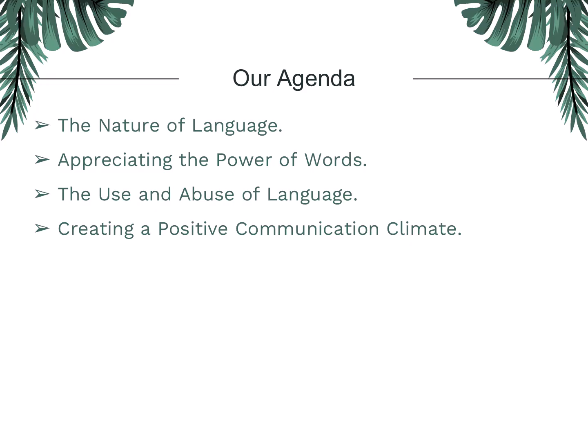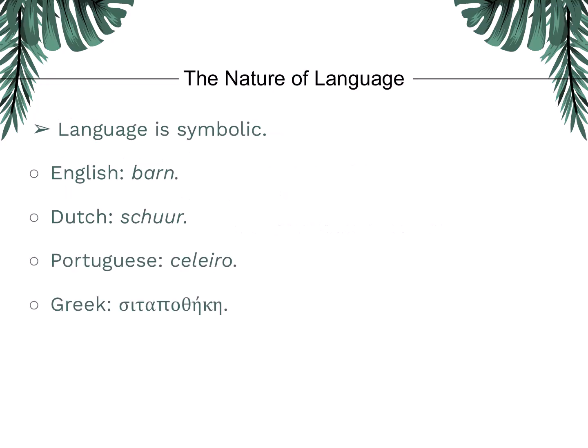So first thing, language is symbolic. As it is, language is made of symbols that we give meaning to, right? So in the class, we talk about language being, in English, you might say barn, but those letters may not be the same in other languages, like in Dutch or Portuguese or Greek. So we definitely give meaning to those symbols.